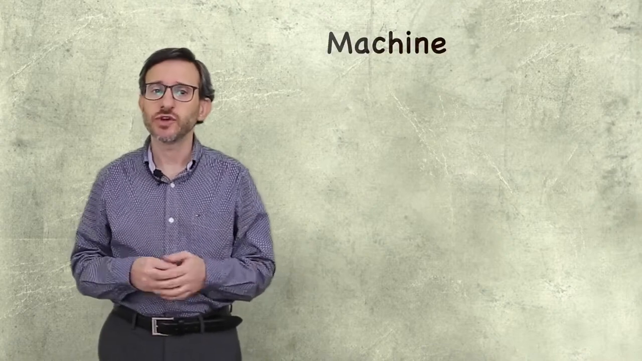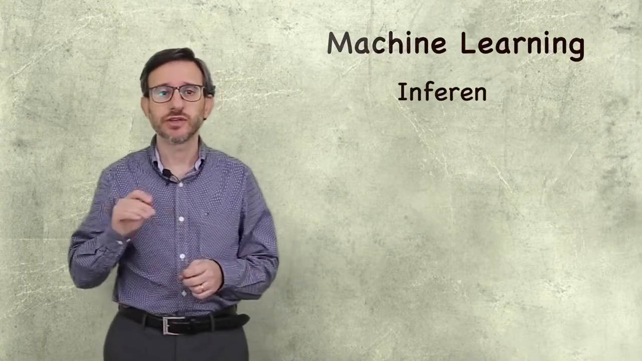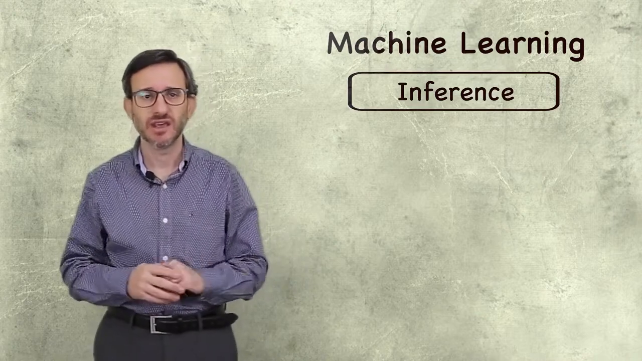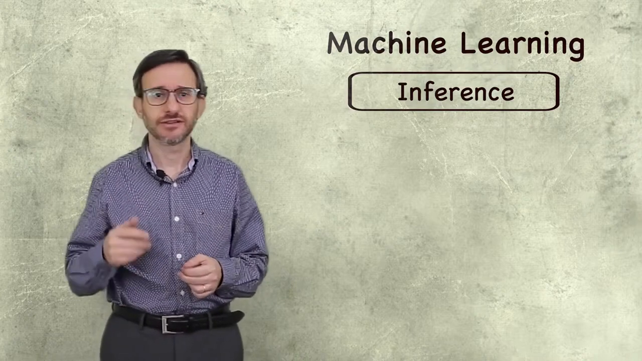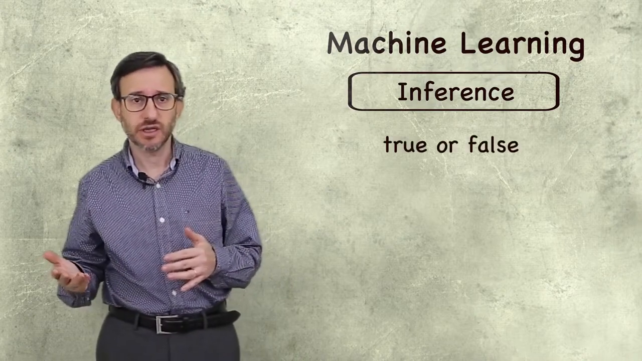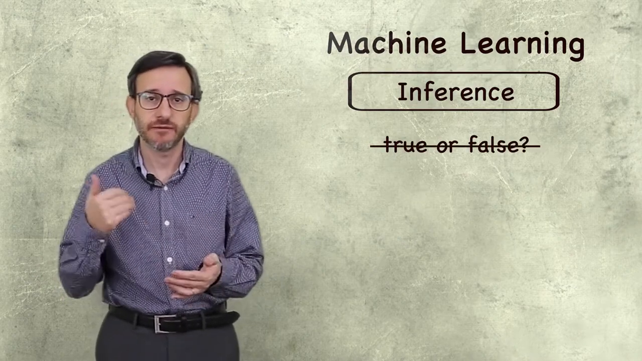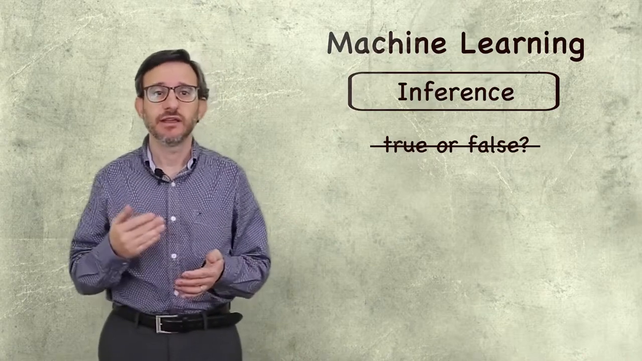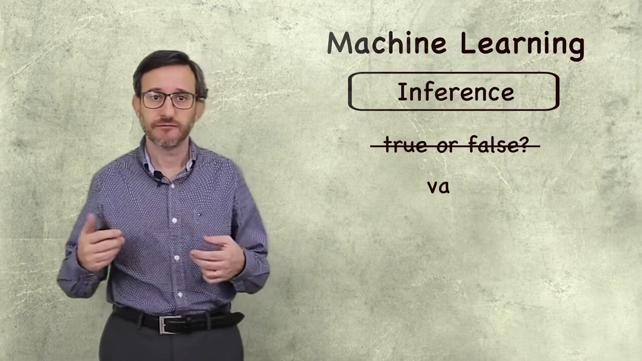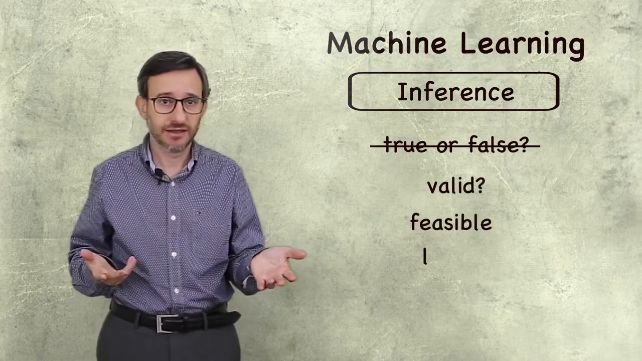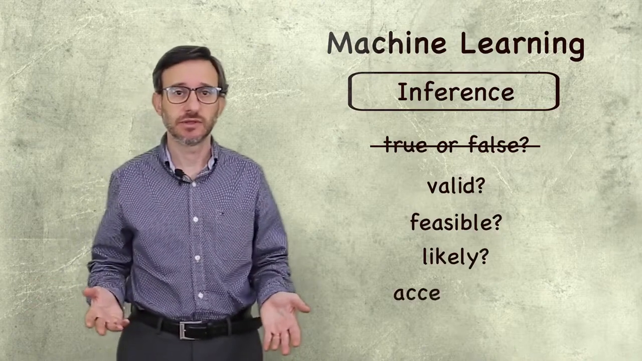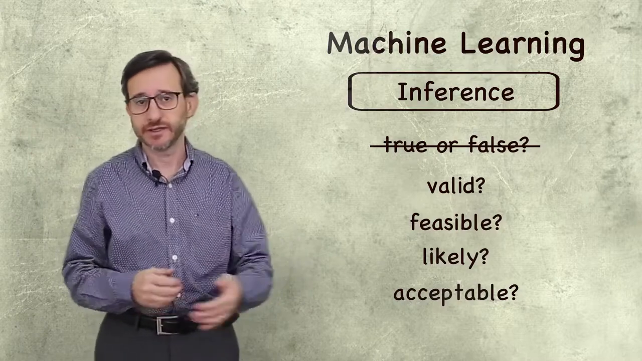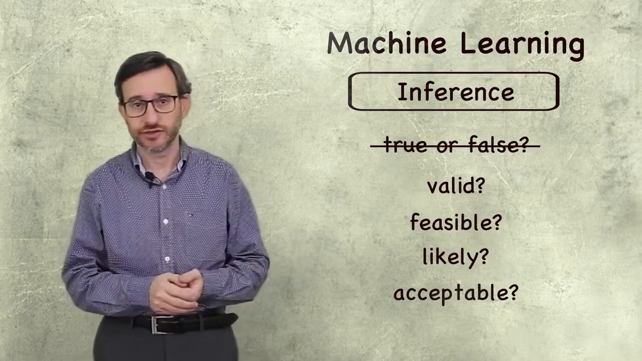In machine learning, we talk about inference as a more general way of obtaining new information from existing data. We do not really care if the result is true or not. It may be even impossible to ever evaluate it. Instead, we'd rather ask if the result is valid, feasible, likely, or just acceptable. We can ask about events that may happen in the future, persons' preferences, or unpredictable conditions.